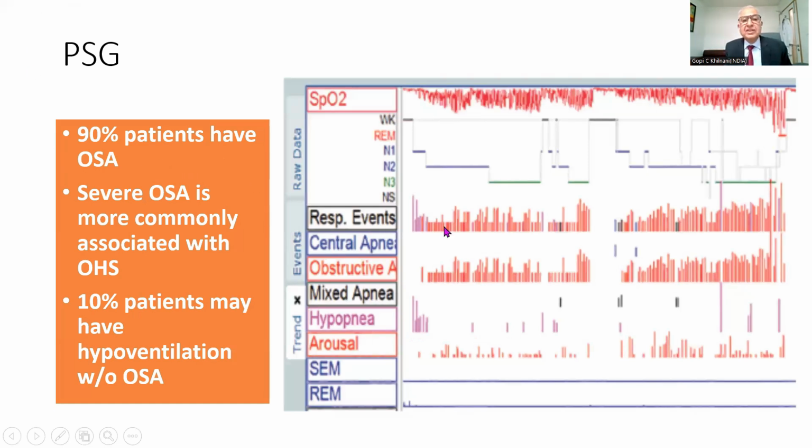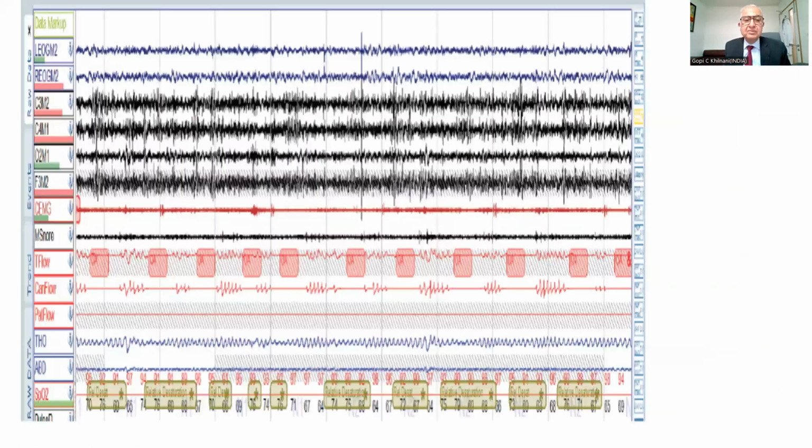90% of these patients will have OSA along with that, and severe OSA is more commonly associated with OHS. So it goes both ways. If the person has severe OSA with an AHI of more than 30, think about obesity hypoventilation syndrome, and 10% of patients may have hypoventilation also. So this is the REM sleep that you can see. There is absent flow, and the CO2 goes up and oxygen goes down.